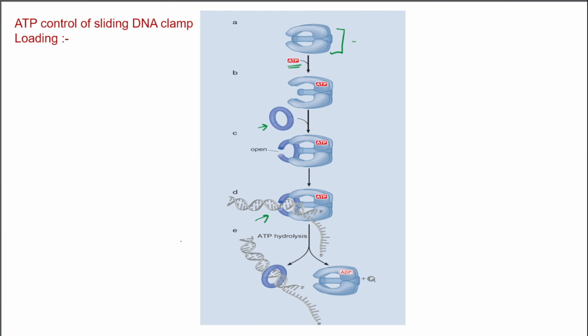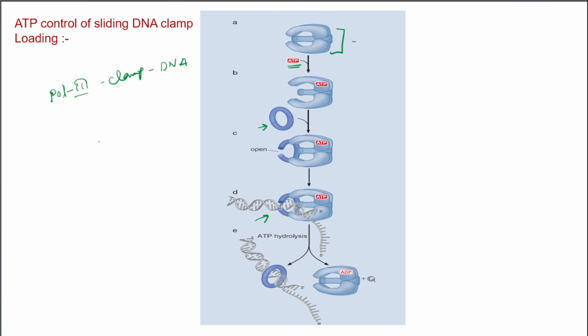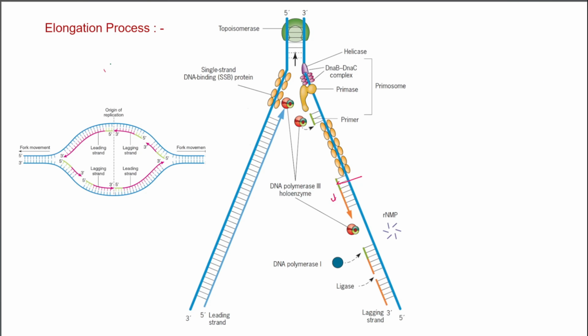And once the clamp is loaded, DNA polymerase 3 binds to the clamp. This forms a stable DNA polymerase 3, clamp, DNA complex, allowing continuous synthesis. The clamp acts like a seat belt, securing DNA polymerase 3 to the DNA for high-speed processive synthesis. Once the clamp is loaded, DNA polymerase 3 is recruited to begin the elongation process. This is the elongation process.